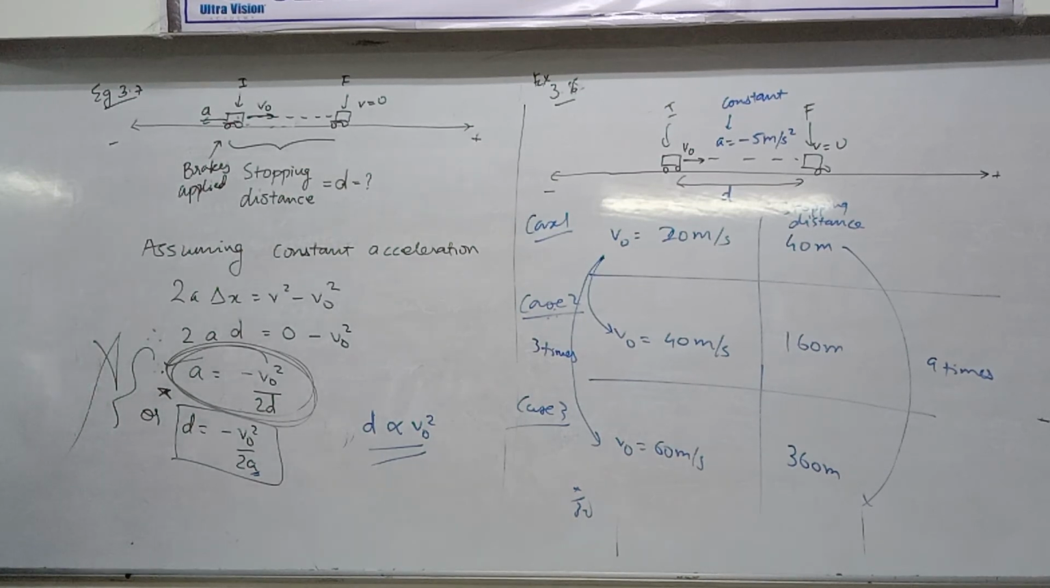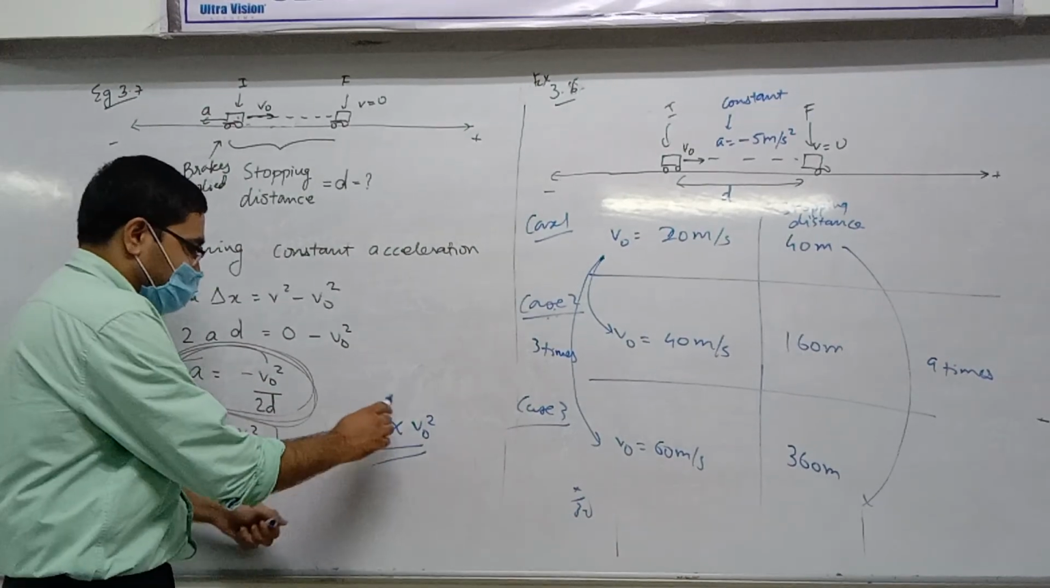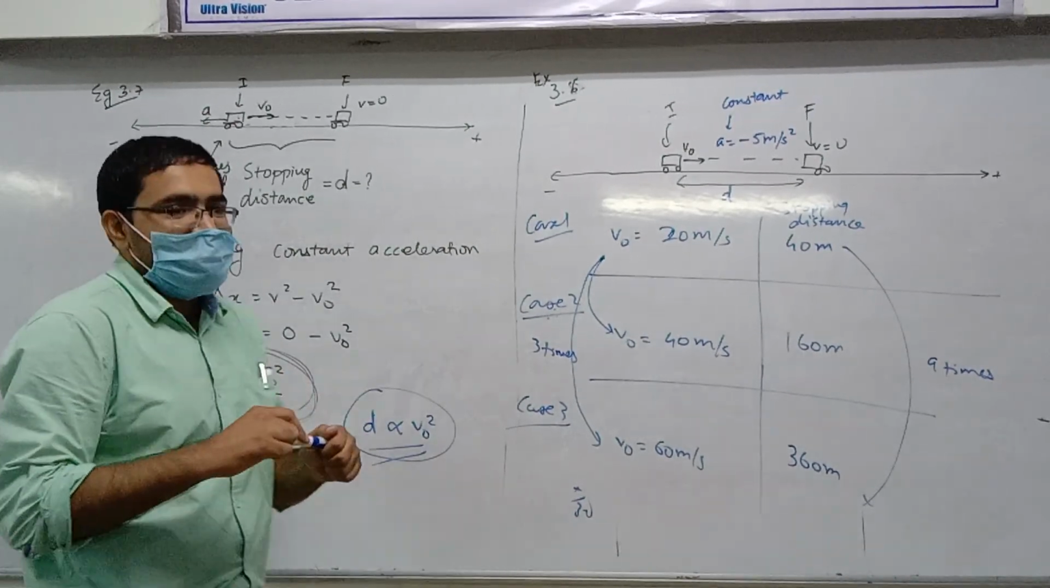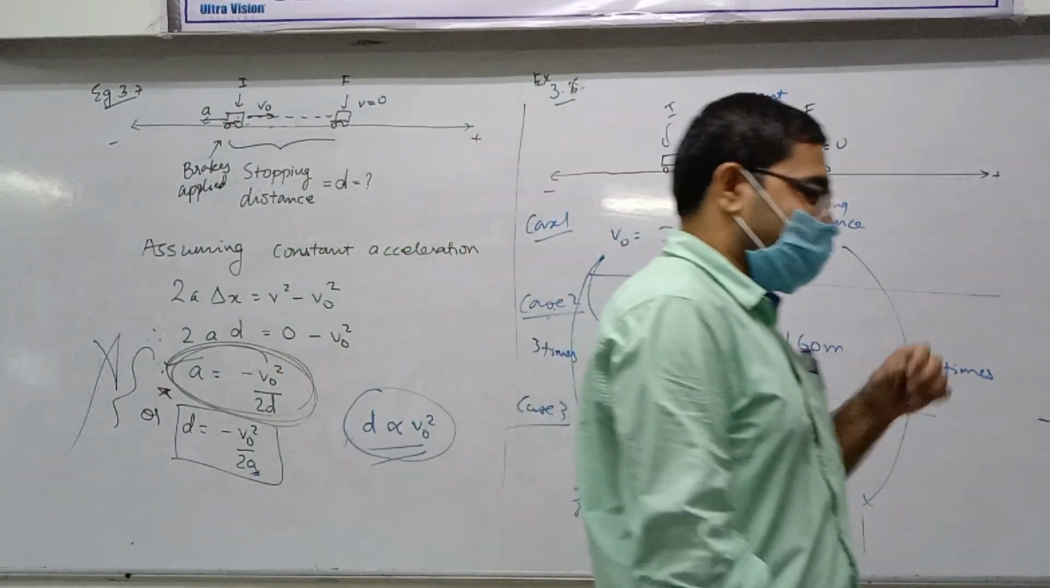Okay. So that's it about this topic. I have one more. What is stopping distance proportional to? Square of the initial velocity. Alright.